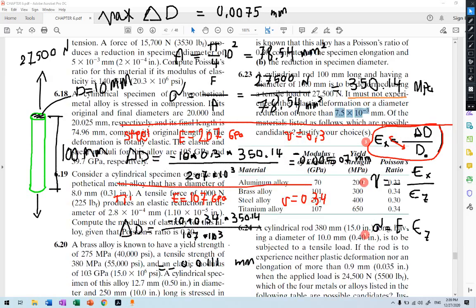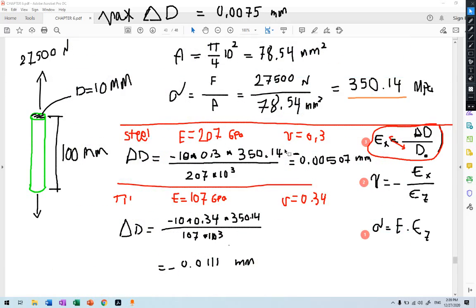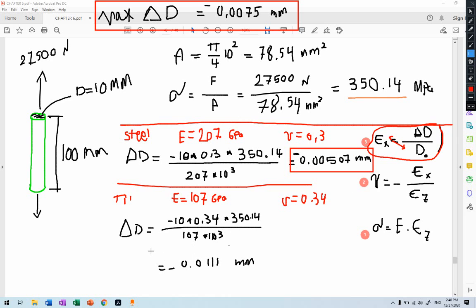Now we found two of them. For steel, we found it to be minus. By the way, some say this is also minus because it's reduction. Now this is the maximum that we have. One of them became minus 0.005, the other one minus 0.01. So this is bigger than the 0.0075, so we cannot accept the titanium, so the titanium cannot be accepted.